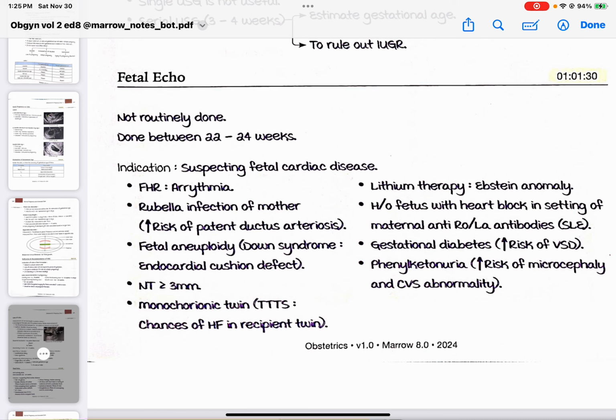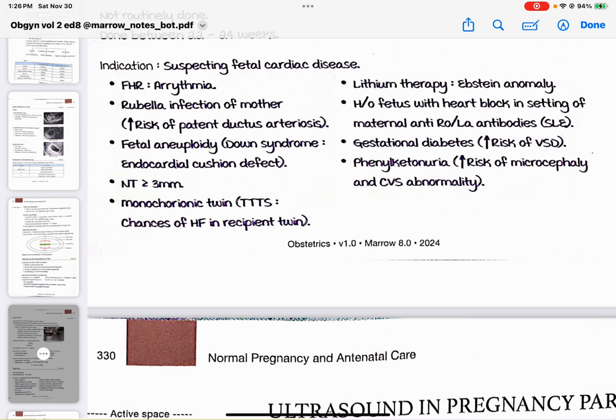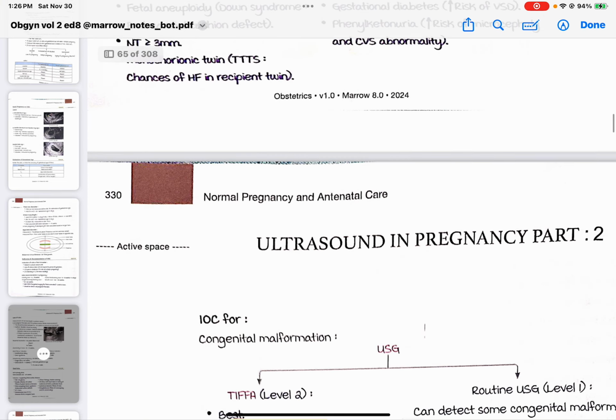Indications for suspecting fetal cardiac disease: fetal heart rate shows arrhythmia; rubella infection of mother, increased risk of patent ductus arteriosus; fetal aneuploidy, Down syndrome, endocardial cushion defect; nuchal translucency more than or equal to 3 mm; monochorionic twin, TTTS, chances of heart failure in recipient twin; lithium therapy, Ebstein anomaly; history of fetus with heart block in setting of maternal anti-Ro/La antibodies, SLE; gestational diabetes, increased risk of VSD; phenylketonuria, risk of microcephaly and cardiovascular abnormality.